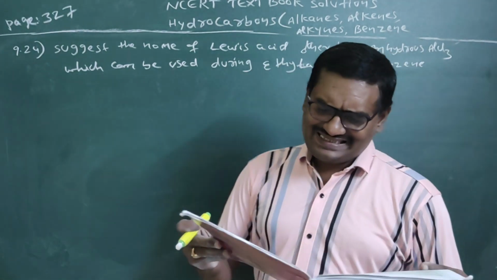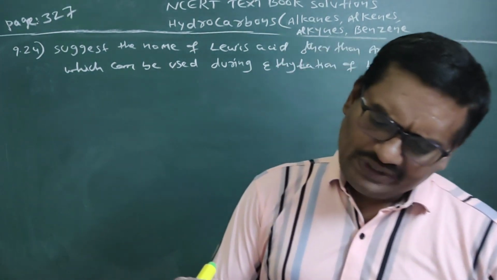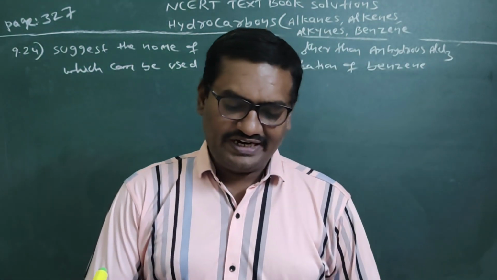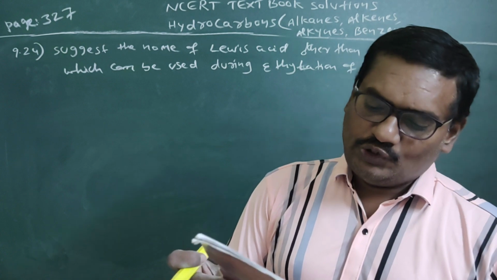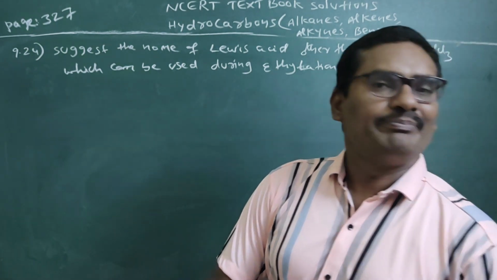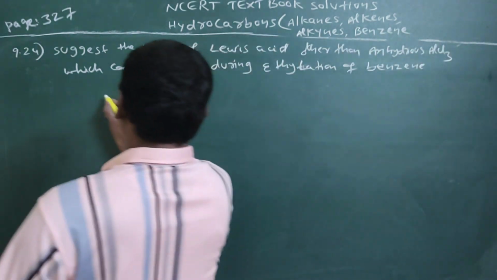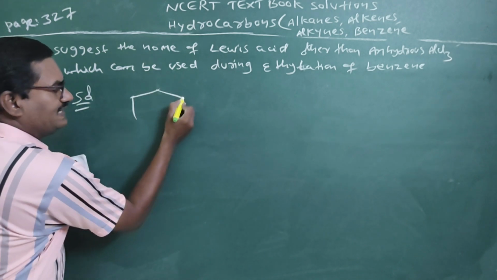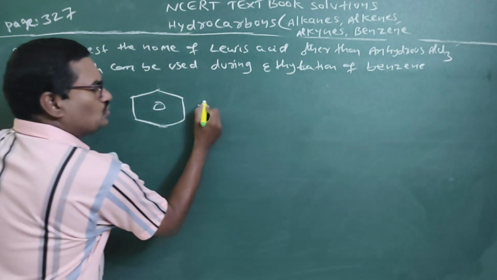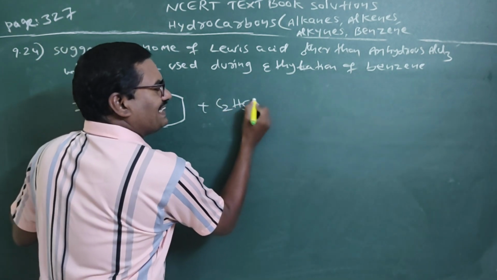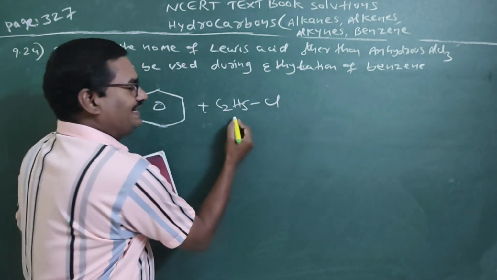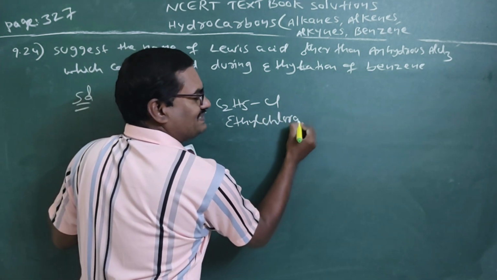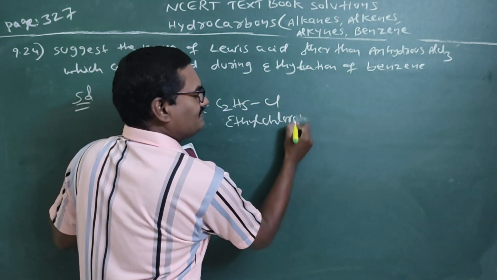Question 9.24: Suggest the name of a Lewis acid other than anhydrous aluminum chloride which can be used during ethylation of benzene. So here, see, benzene. C2H5Cl is ethyl chloride. So it is the ethylation with ethyl chloride.